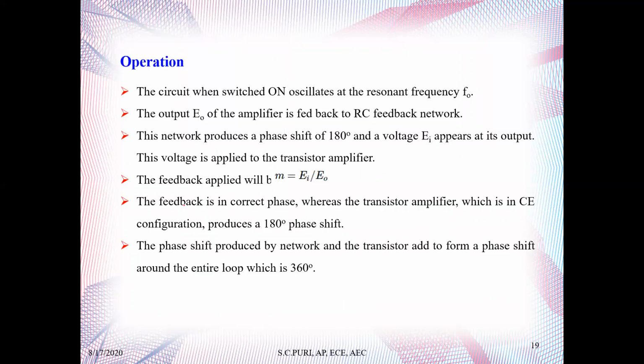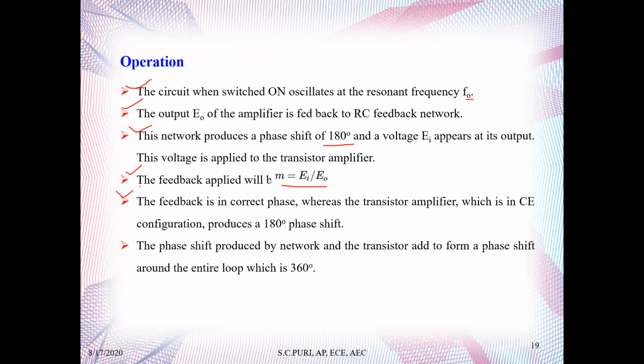Now the operation. The circuit, when switched on, oscillates at the resonant frequency F naught. The output E naught of the amplifier is fed back to the RC feedback network. This output produces a phase shift of 180 degrees and a voltage EI appears as input. The voltage is applied to the transistor amplifier. The feedback applied will be M is equal to EI by E naught.